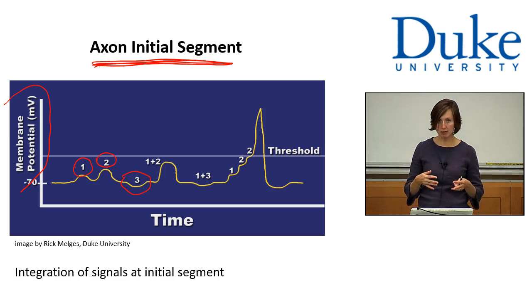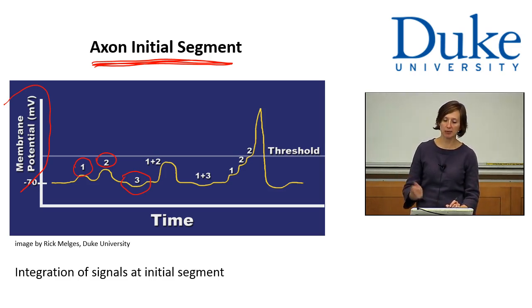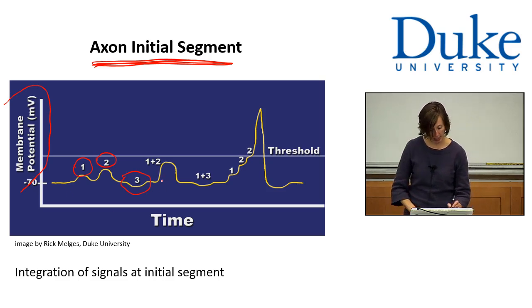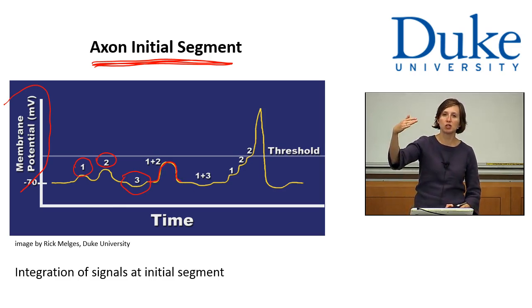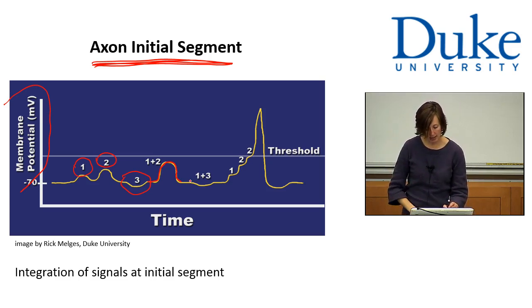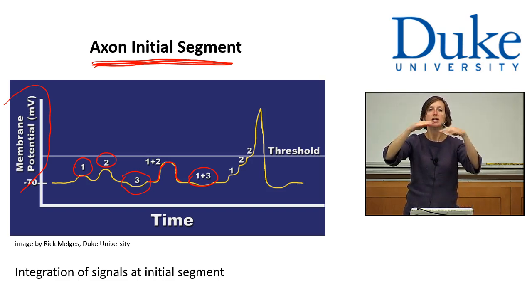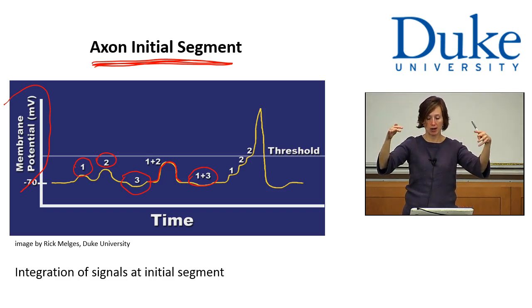Since these graded potentials are additive, they are additive when you look at the axon initial segment. So if we have firing of 1 and 2 at the same time, we get a larger effect and we get closer to threshold than we did when either one of them fired by themselves. And we can also have an additive effect with an excitatory and an inhibitory synapse, so that they kind of cancel each other out.